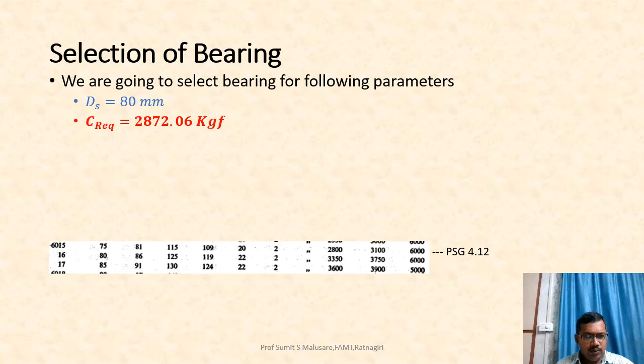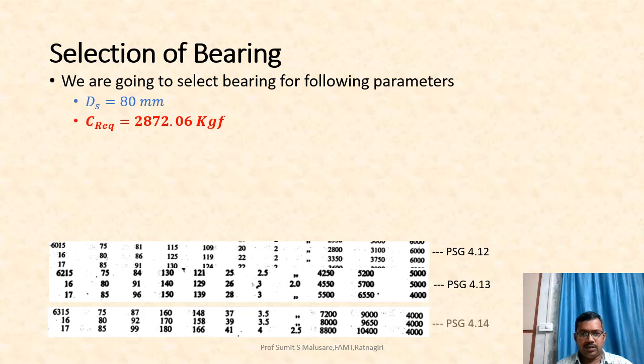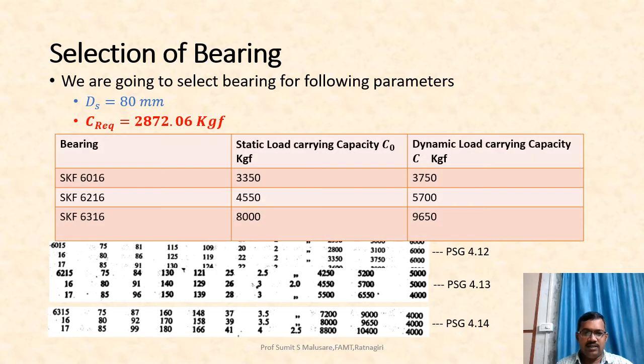Now if you see it, there will be a 6016. The dynamic load carrying capacity available with the bearing is 3750 kgf. Can I use it? Yes, because it is greater than the requirement. Then the next one, the 62 series 6216, with the capacity 5700 kgf. I can select it. Then PSG 4.14, that is 6316 also, capacity is 9650, so I can select it. So I have the three options, that is 6016, 6216, 6316.